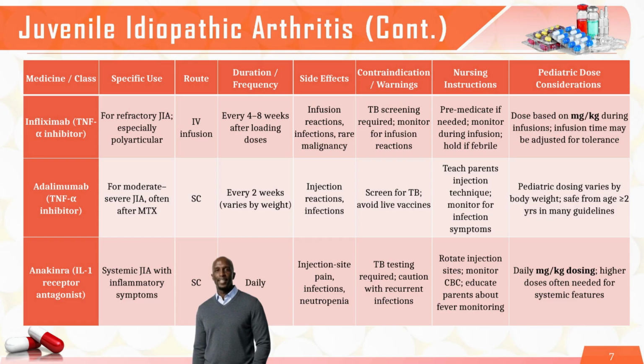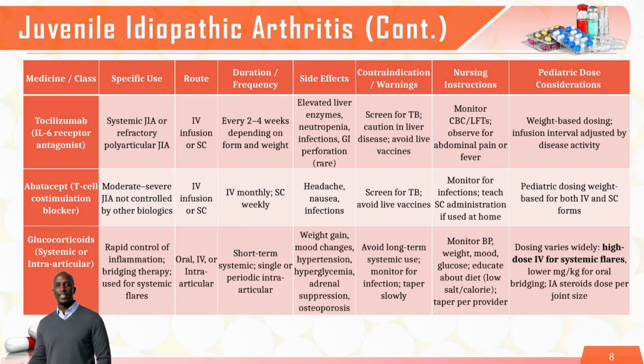Then we have anakinra, an IL-1 receptor antagonist used mainly for systemic JIA. It's given daily by subcutaneous injection. This drug can cause neutropenia, so frequent CBC monitoring is required.